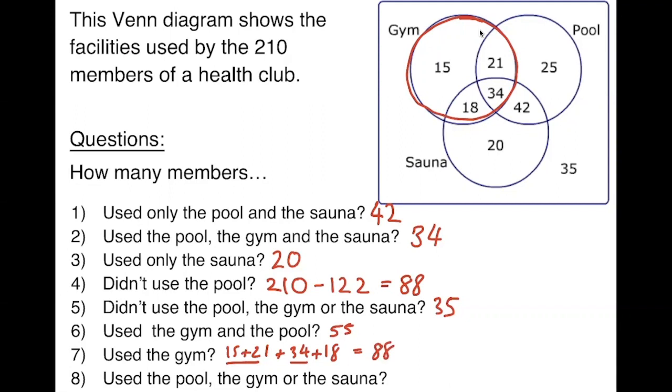Use the pool, the gym, or the sauna, and that is everybody. So 210 people. Take away 35 people. So 210, take away 35, and that would give us 275. Oh, no, it went 175, sorry, got carried away. 175 people used something. Okay, so that's all the instructions done. If you want to watch the video again, feel free. Otherwise, get on with the task.